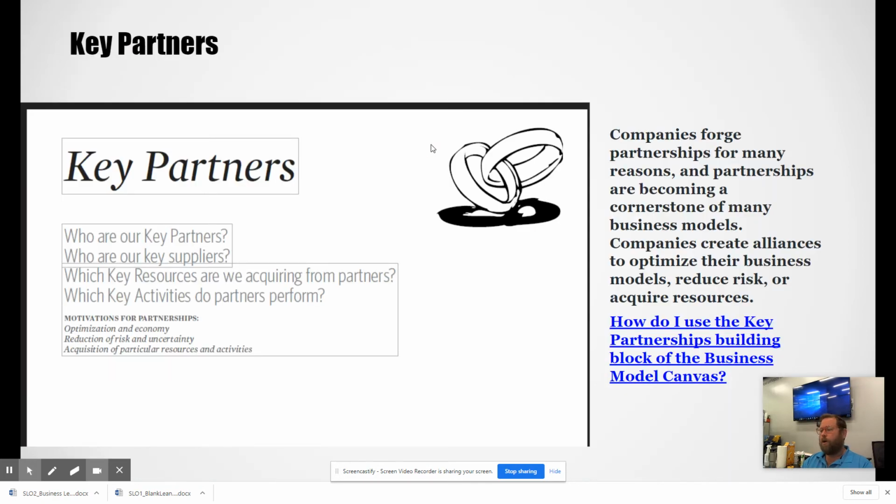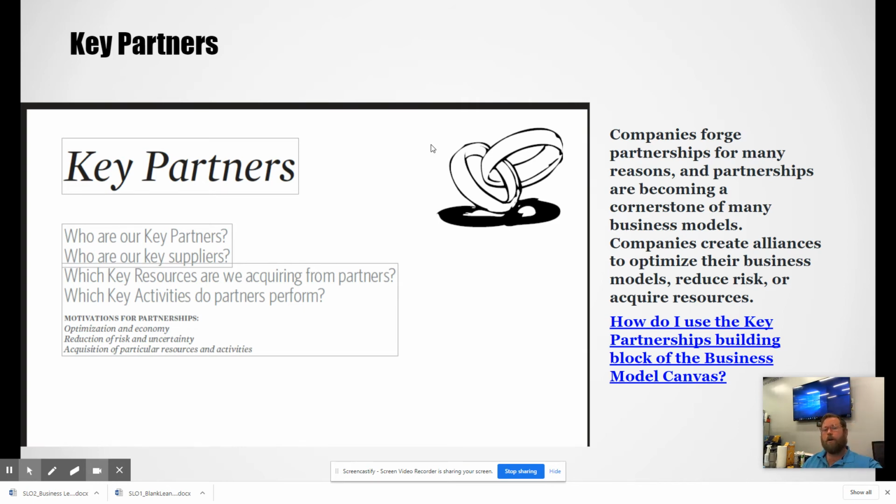Now, key partners are, who are we strategically working with? How are we optimizing? What strategic relationships have we developed in order to push forward our value proposition? Guys, there's lots of reasons to form partnerships. The main ones are to increase efficiency, exposure, and because we need them to deliver upon our value proposition. We don't always have all the key resources.